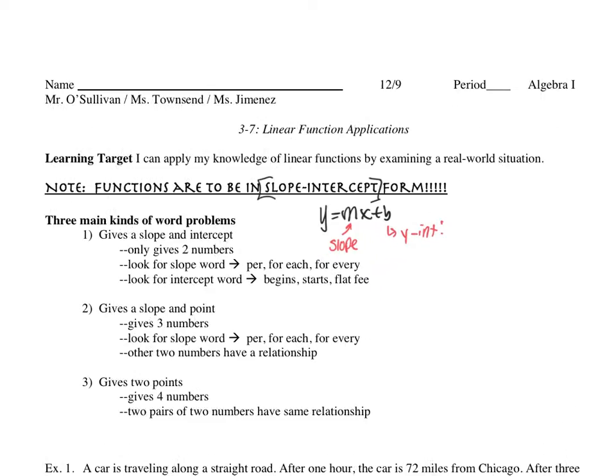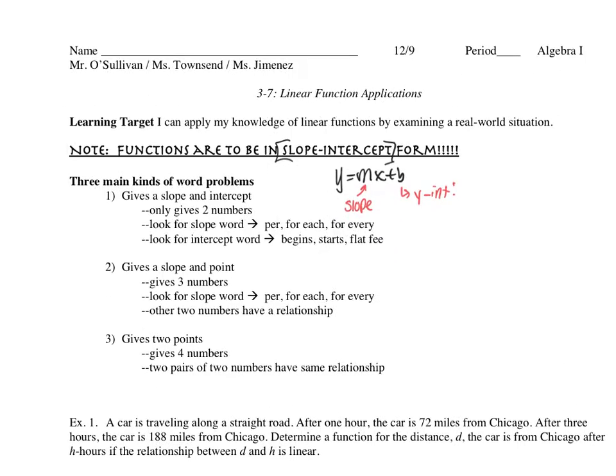So there are three types of problems that you're going to be dealing with. One's where you're given a slope and an intercept. In these cases, you're only going to be given two numbers. Look for your slope words: per, for, each, for every. Look for your intercept words: begin, start, flat fee, initial.